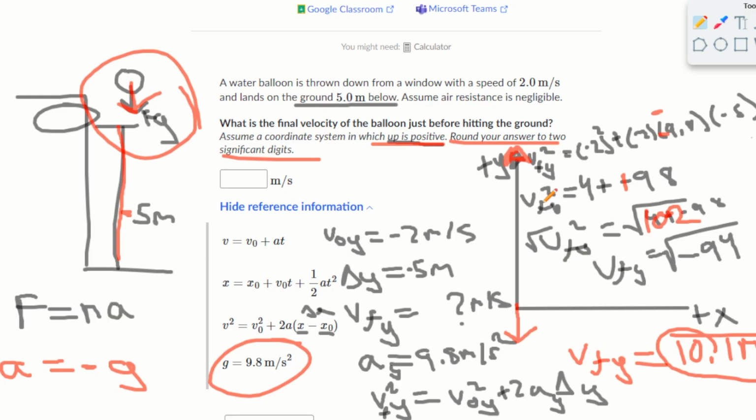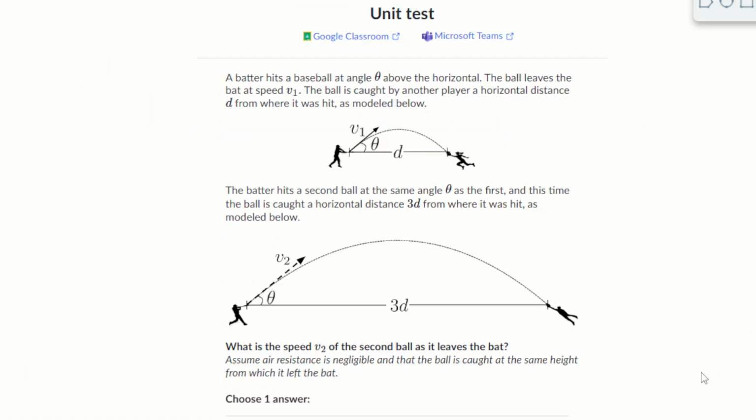So that means that the velocity has to be negative 10 actually, because it's going in the downwards direction. The velocity is not ending off on the floor going upwards. It's ending on the floor going downwards right before it pops. So that means the answer would be negative 10.